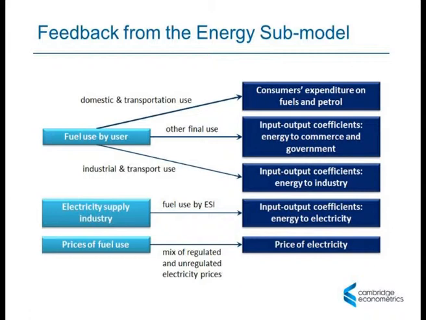So take the first example, consumers' expenditures on fuel and petrol. We've got that in energy terms from the energy equations, but we've also got it in economic terms from the accounting data. And basically what the model is doing is changing the economic value to be consistent with the energy value. So if the energy equations are saying that households use 10% more fuel for vehicles, then that economic number will be increased by 10% as well, all in real terms. So that's for the households.